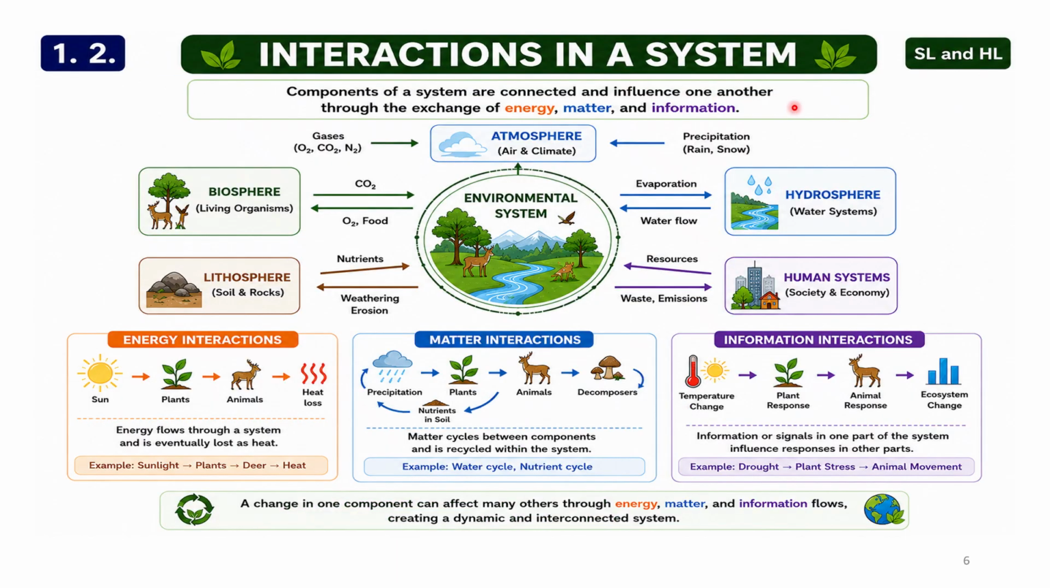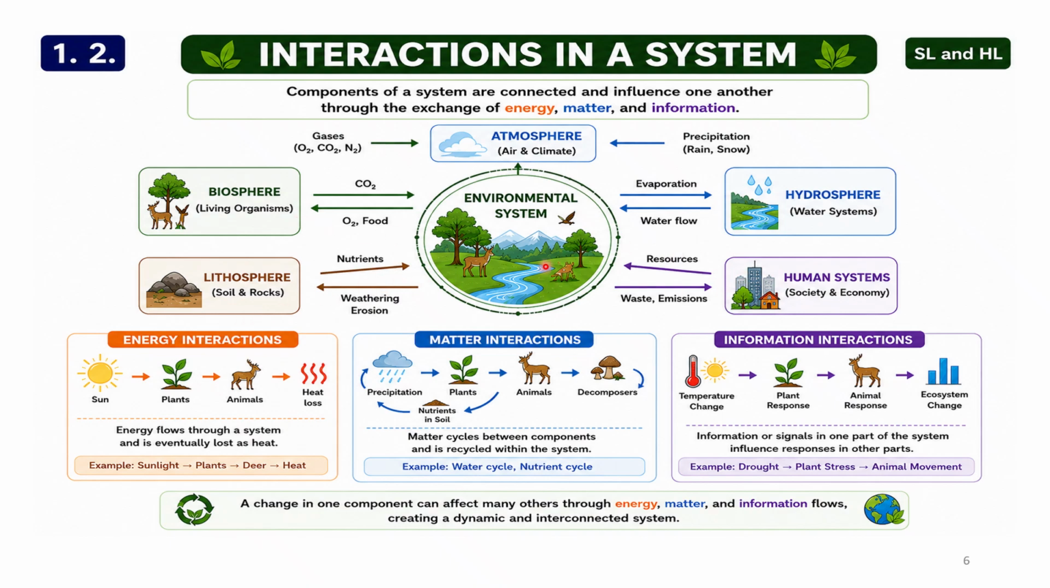Interactions in a system. Components of a system do not operate independently. They are connected through continuous exchanges of energy, matter, and information, creating a dynamic and interdependent environmental system. At the center is the environmental system, which interacts with the atmosphere, hydrosphere, lithosphere, biosphere, and human systems.